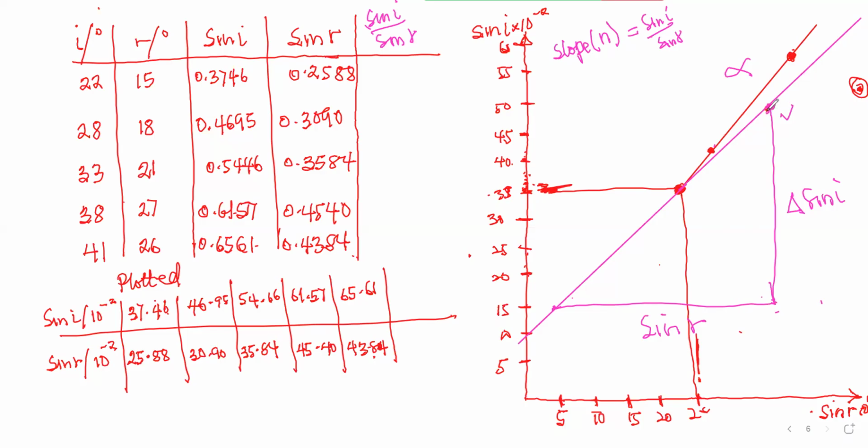Okay, so reading this from here, there's a maximum vertical, minimum vertical. The difference will give you change in sine I. Then maximum horizontal. Yeah, Kingsley. The minimum horizontal, the difference would give you change in sine R, and the ratio is equal to the slope.